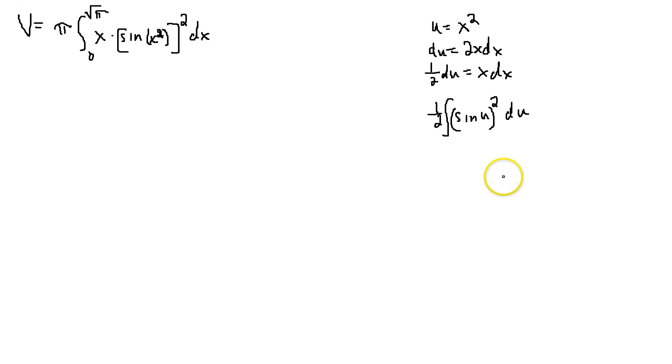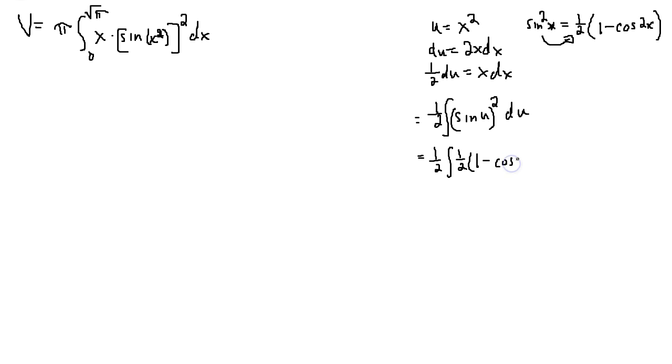To integrate sine squared, we need an identity. The identity is that the sine squared of x is 1/2 times 1 minus the cosine of twice x. That's how we're going to integrate this. When we want to integrate sine squared, we trade it in for this guy. We already have the half that's here, and now we're going to have another half, times 1 minus the cosine of twice u. So let's call it a fourth.